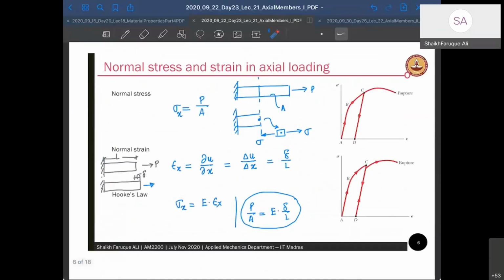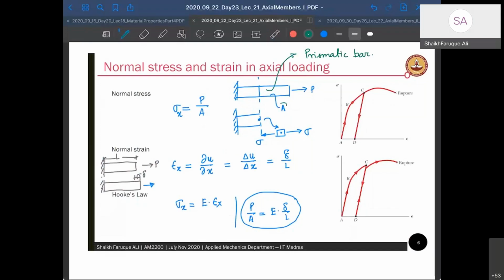Let us develop the equations. We know an axial member, right? Let's consider an axial member like this. The axial member has a load P and its cross-sectional area is A. This is called a prismatic bar, because its cross-section is not changing. Its cross-section is constant all through. So A is not changing.